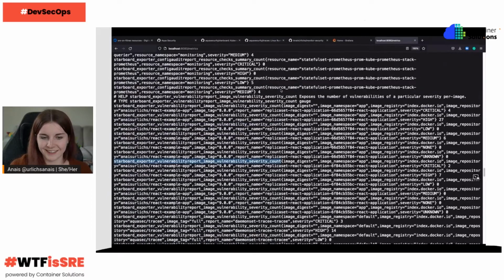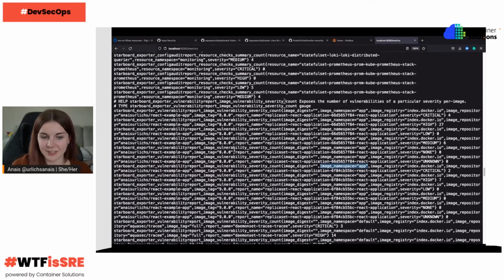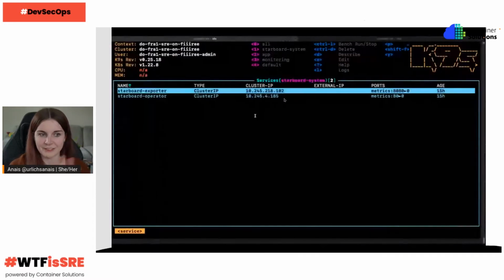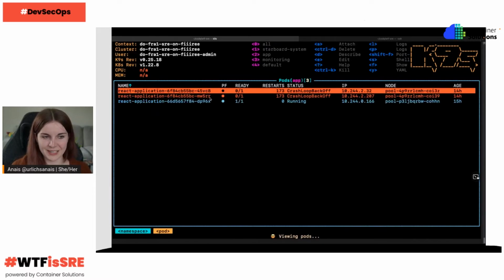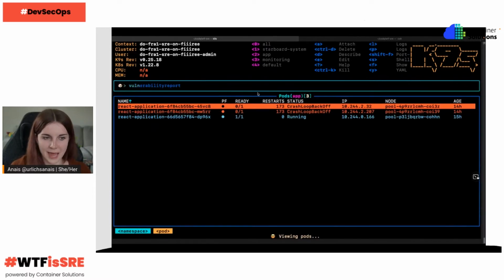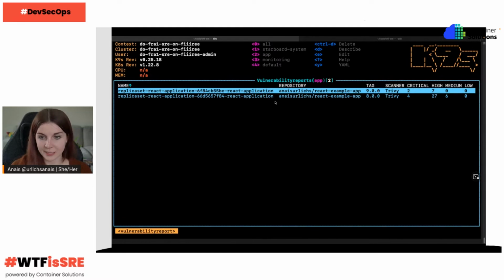So earlier, when I first recorded the demo, I used the other metrics, and then realized I wasn't using the vulnerability metrics, so I had to switch and record the demo again. Now, going back to my application namespace, we have here our vulnerability reports.